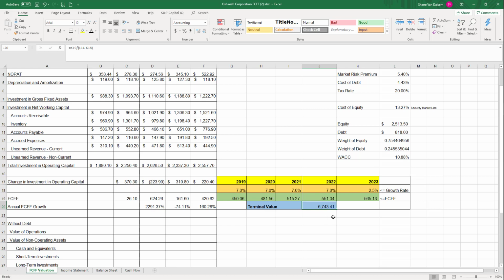We're going to plug that. That's going to be our value. Oh, sorry. We're going to find the present value of these cash flows. So I'm just going to make another row down here to add up. Well, actually, I just need to add up this terminal value year.